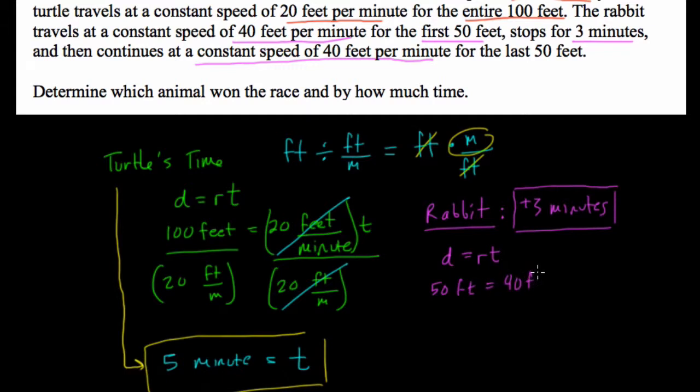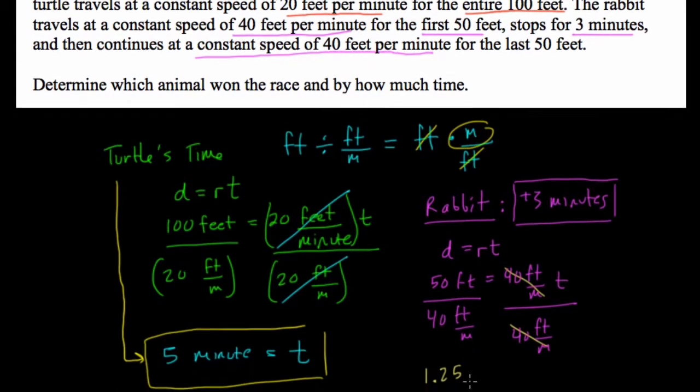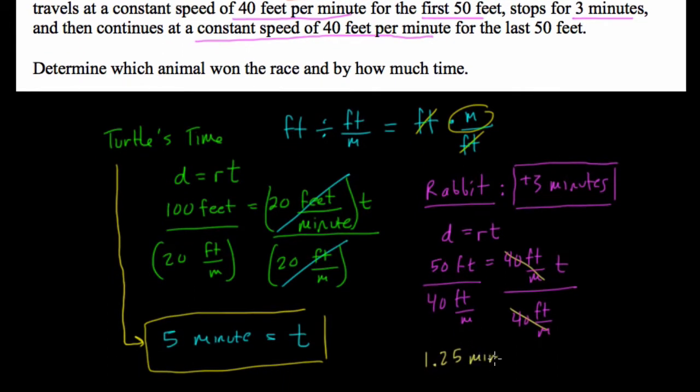40 is the rate, 40 feet per minute, times the time. So we divide both sides again by 40 feet per minute. What's going to happen? Well, just like before, these are going to cancel out, and 50 over 40 is 1 1/4. Feet divided by feet per minute, that's just minutes. And that is the rabbit's time for the first segment of the race.